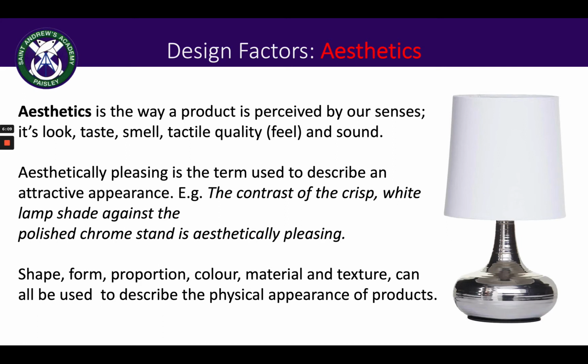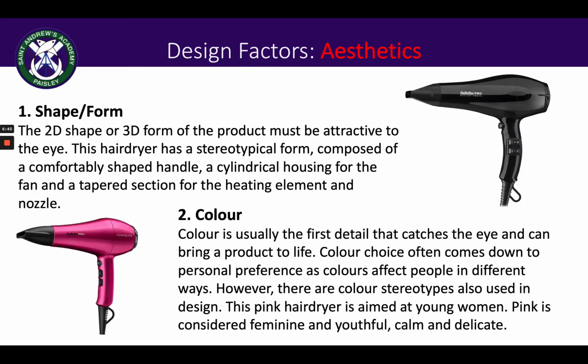Shape, form, proportion, colour, material, texture, they're all things which can be used to describe the physical appearance of something. Something can be really good looking, but the colour's horrible. Something can be really good looking, but the material is just a bit off. Or something can be really good looking, but the texture's a bit off and strange as well. So these are just things that you can use to talk about a product in a positive way or a negative way. So let's look at these things that you can talk about.